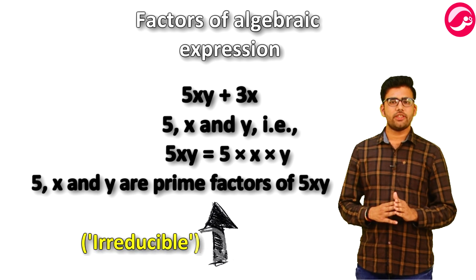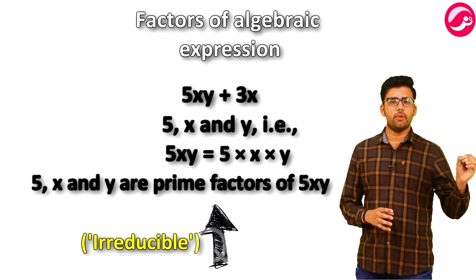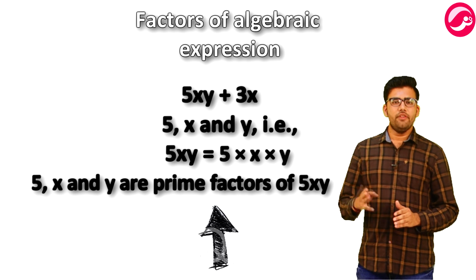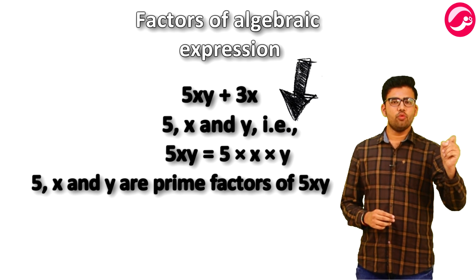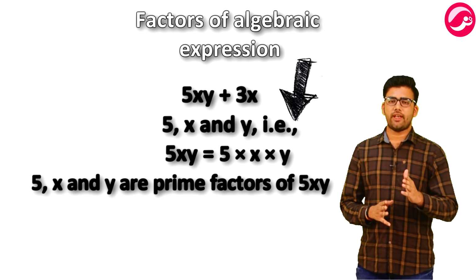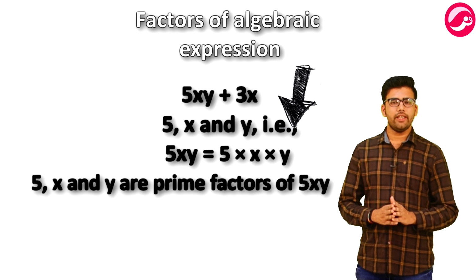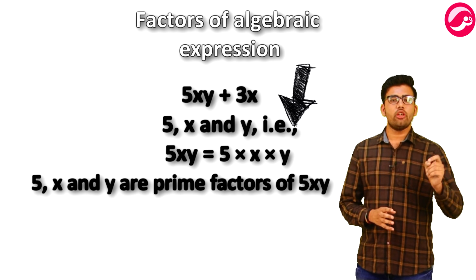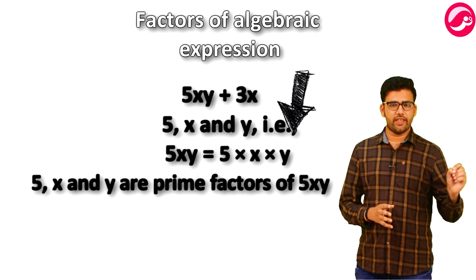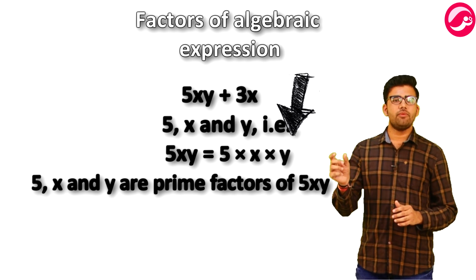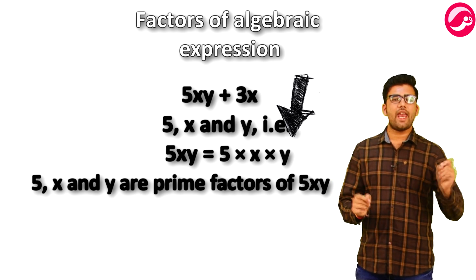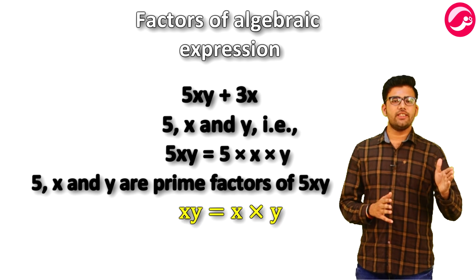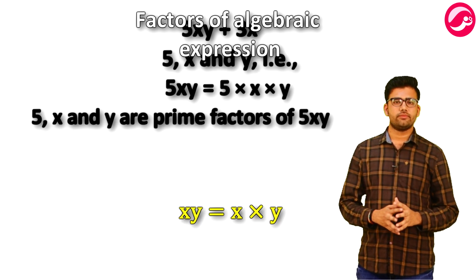In algebraic expressions, we use the word irreducible in place of prime. We say that 5 into x into y is the irreducible form of 5xy. Here we should note that 5 into xy is not an irreducible form of 5xy, since the factor xy can be further expressed as a product of x and y, that is, xy is equal to x into y.